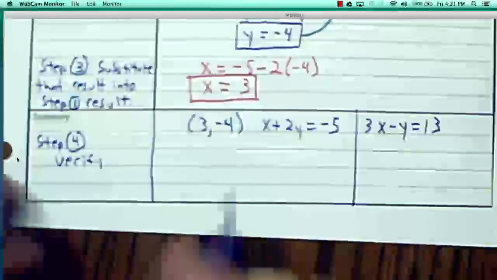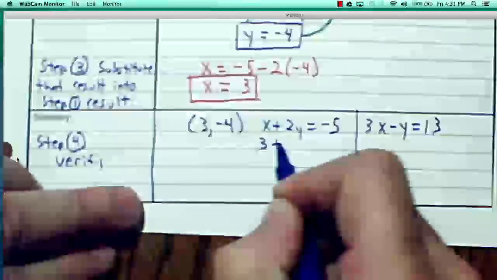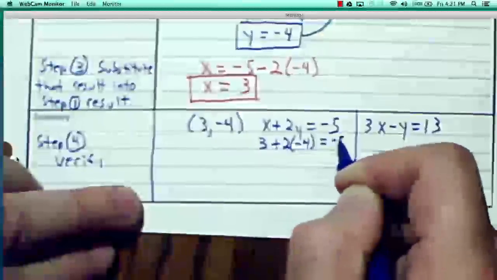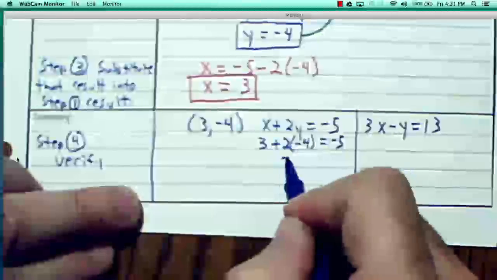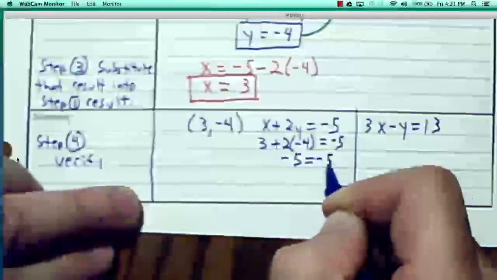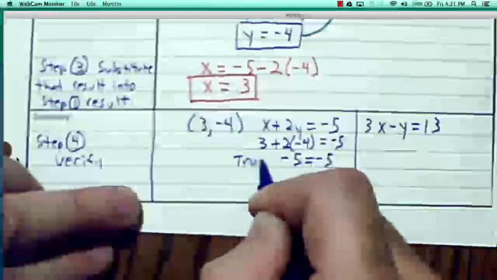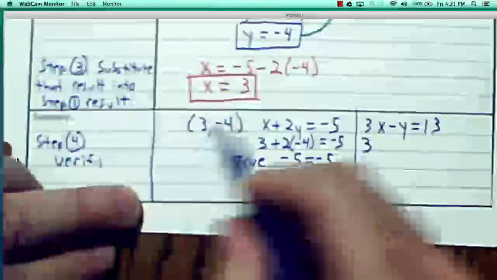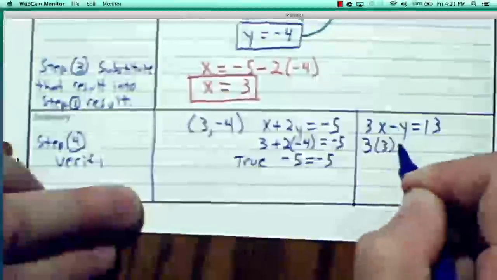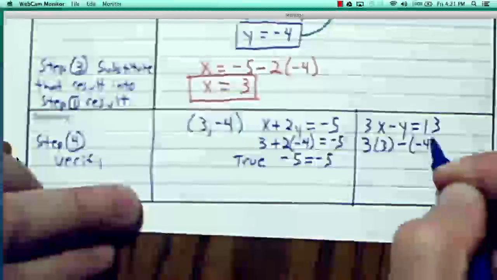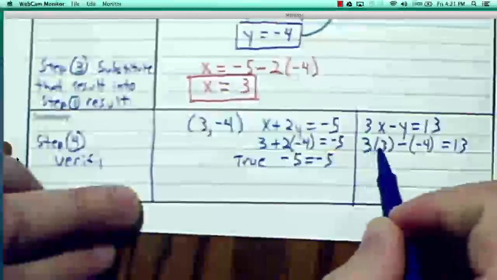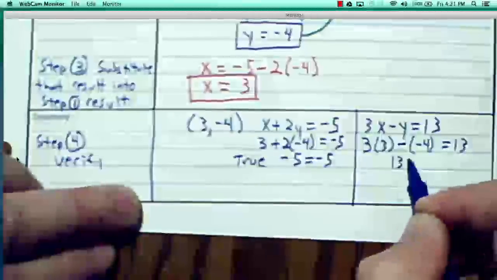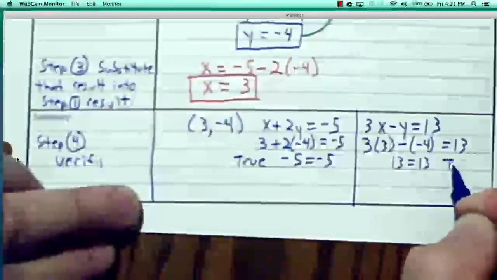I'm going to show it by hand. So in place of x, 3 plus 2, in place of y, negative 4. 3 plus negative 8 will be a negative 5. This gives negative 5 equals negative 5. This is a true statement. On the right hand side, instead of x, what we believe x to be, which is 3, subtract y, which is a negative 4. Is that 13? Well, 3 times 3 is 9. Minus a negative is plus. This is 9 plus 4. This is 13. This statement is also true.